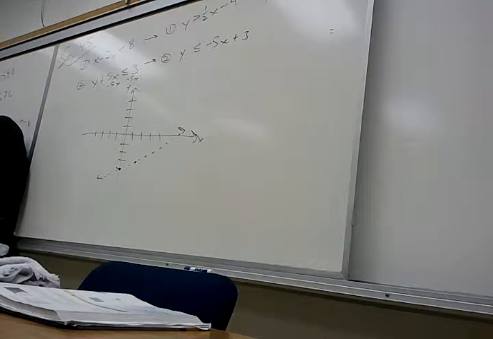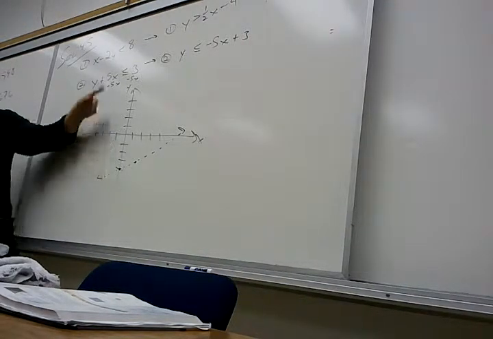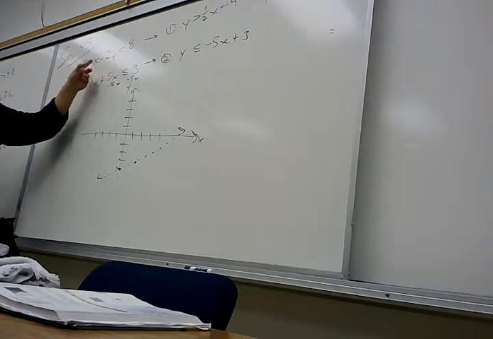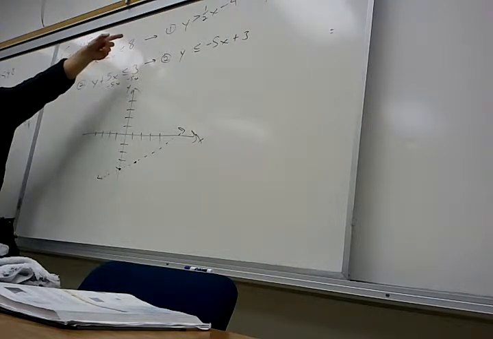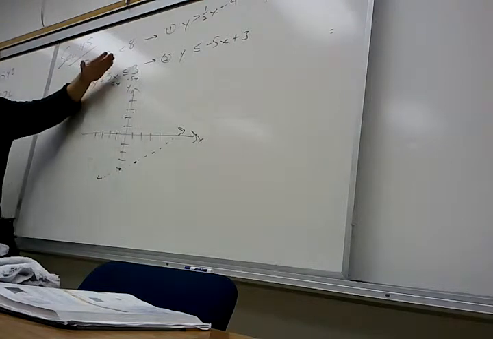Now, how do you determine which way to shade? Find a point, 0, 0, plug them in for x and y. So is 0 less than 8? Yes. So then I would shade in the direction of 0, 0 because it worked.